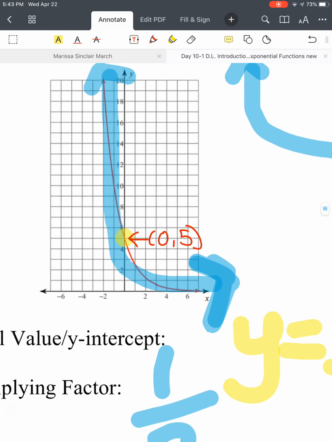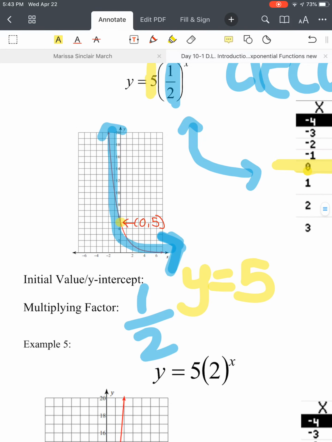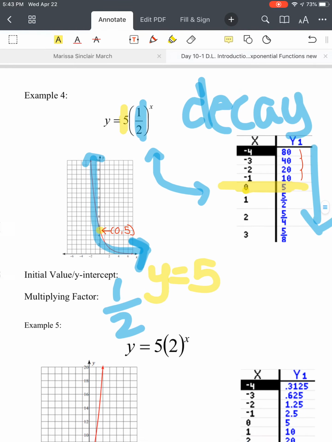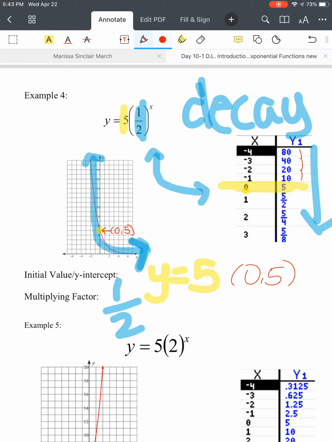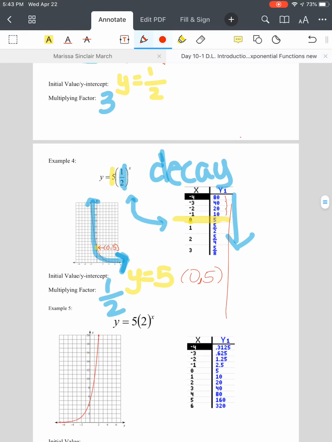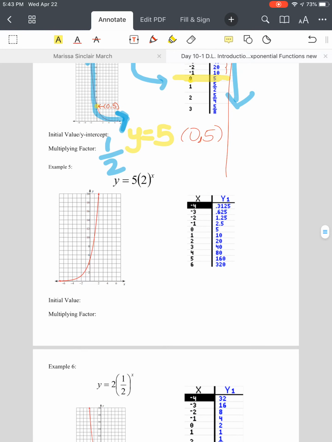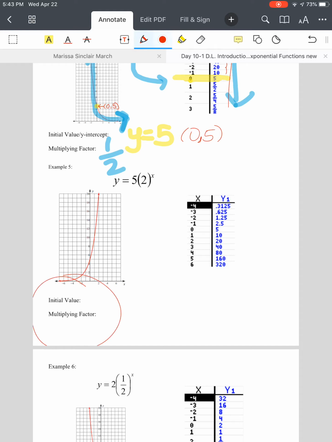So as I've said, it's fine to write it as (0, 5), but typically, for whatever reason, we usually write it as y equals whatever it is. So y equals 5. Okay, why don't you try example number 5? Just tell me, is it growth or decay, and find the initial value and the multiplying factor. Pause the video for a few seconds and come back when you're ready with those 3 things.